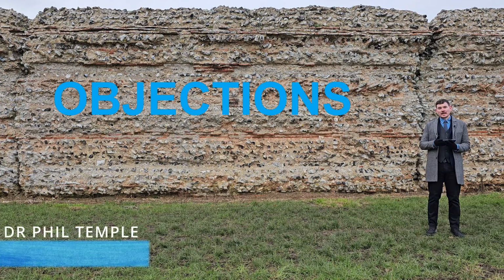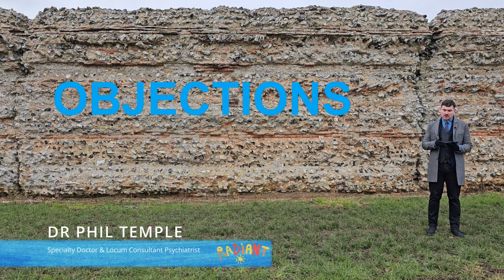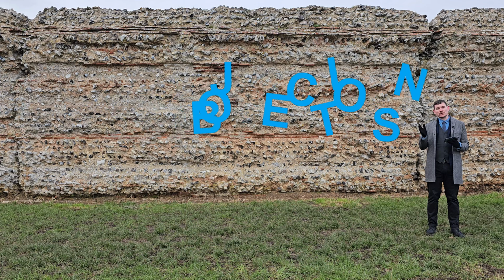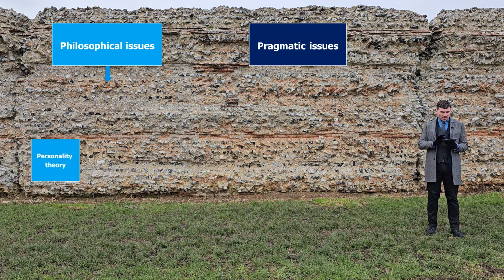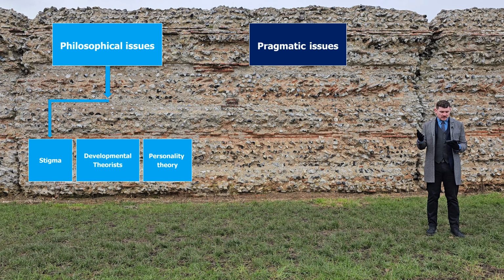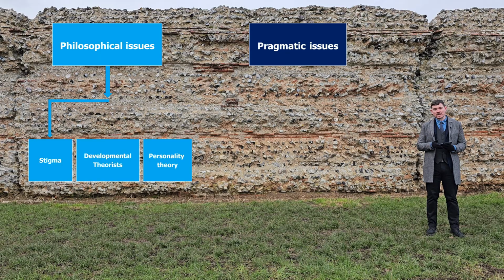So the objections to making a diagnosis of a personality disorder in this group can be split broadly into philosophical issues and pragmatic issues. If we start off with the philosophical issues, the first part is the issue of stigma. So people with a learning disability or an intellectual disability are already part of a marginalised group. We have to have realistic concerns about adding in a diagnosis that is also known to be stigmatizing, such as that of a personality disorder. Perhaps the last thing they need is a label that is going to contribute more stigma and more marginalization.